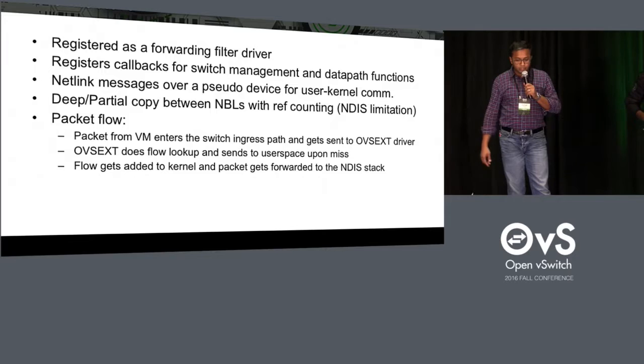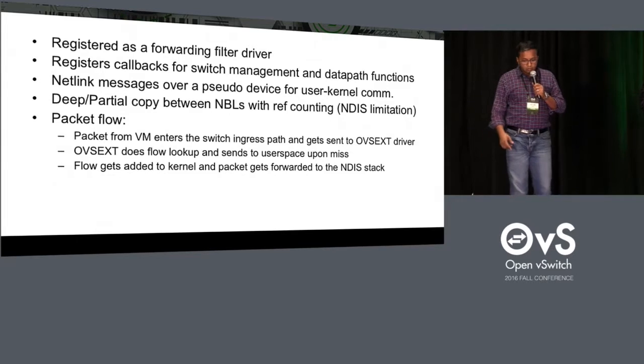One of the cool things we did, in fact, Golan is right here, he did, is we implemented code to do deep copies and partial copies of NBLs. NBL is a packet in Windows terms. So the existing API was not great as such. It did shallow copies and no ref counting, nothing. So we've implemented a framework for that, and that has actually bought us a lot of things.